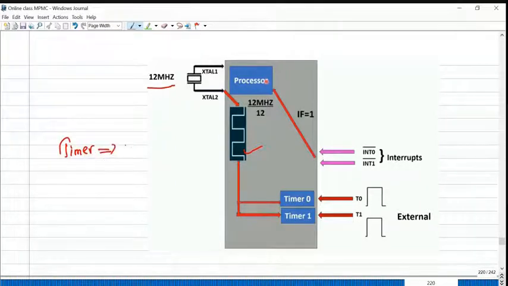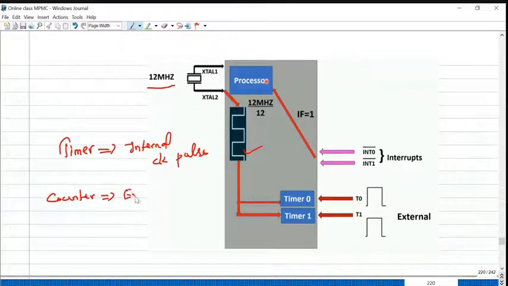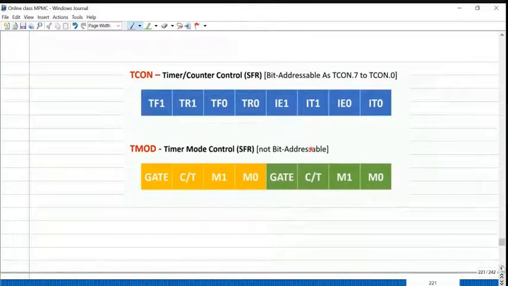Timer: internal clock pulse. Counter: external clock pulse. This is not uniform, okay? Whenever the event occurs, at that time a pulse will be generated. Right? Okay. Now we'll start our technical discussion.